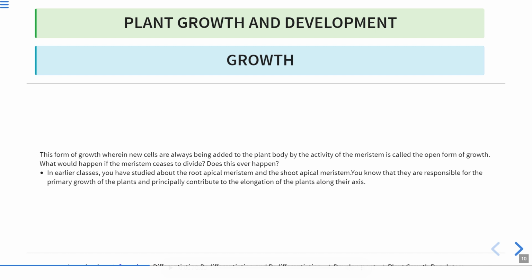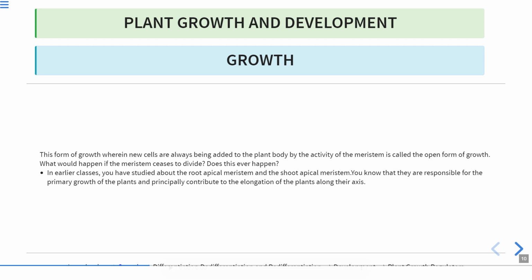New cells are always being added to the plant body by the activity of the meristematic tissue. From where are these new leaves, new stems and new branches formed? Because of the meristematic tissue. And this shows the open form of growth. What would happen if the meristem ceases to divide? Does this ever happen? What will happen if the meristem, which always shows division activity, ceases its division activity? Then what will happen?